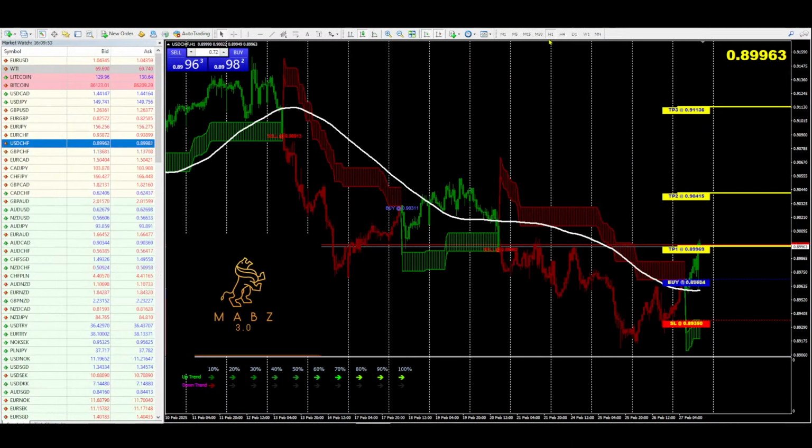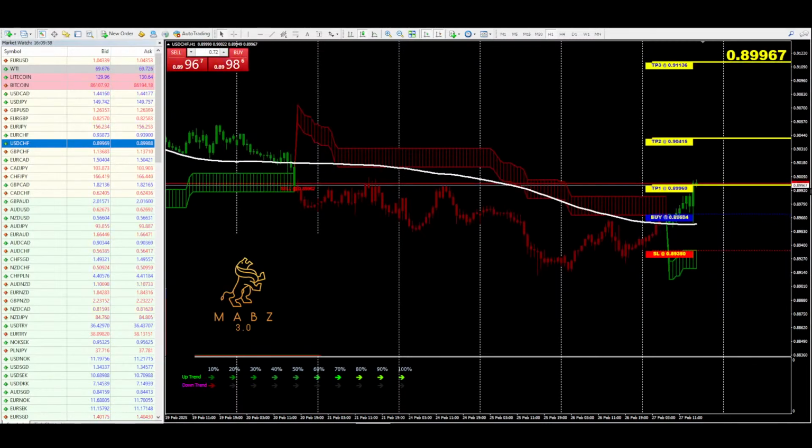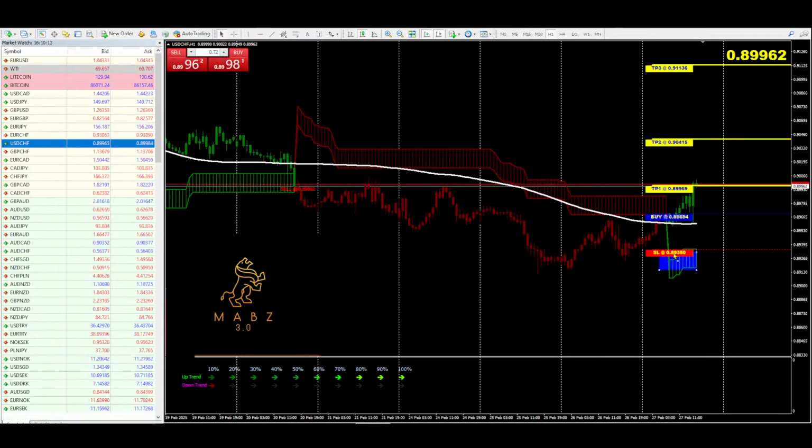USD CHF on the H1 chart is giving us a buy entry because it's above the 100 period moving average, and the volatility meter is well above 70%, and that validates our trading signal. So if we were to enter this trade, TP1 is already hit, so we target TP2 and TP3, and then there's the stop loss right there.